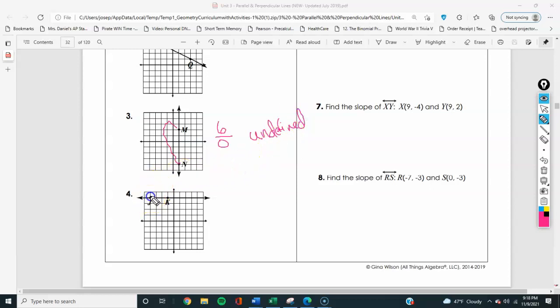Number 4, we go up 0, and we went over 3. And 0 divided by 3 is something. It's 0. So we have a slope of 0.